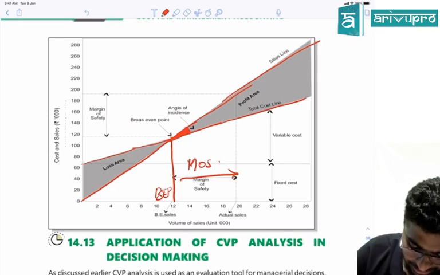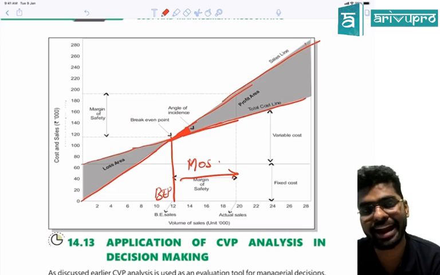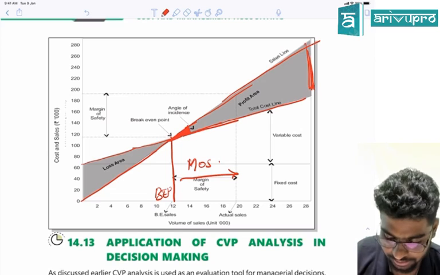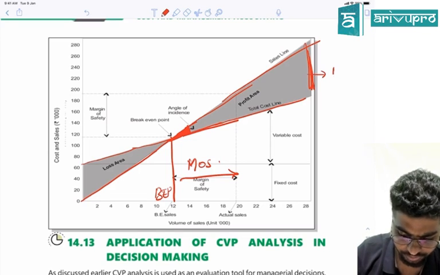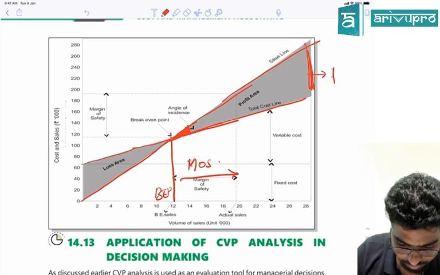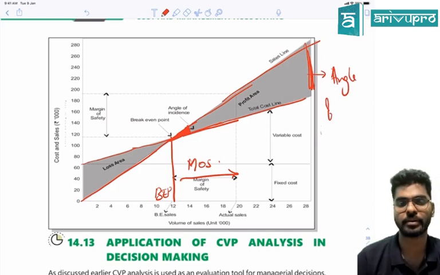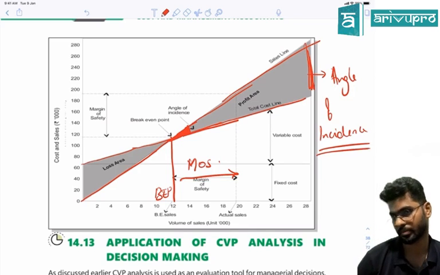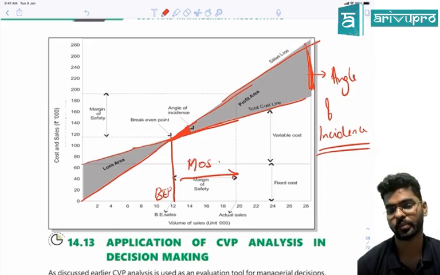So this angle between the cost line and the profit line after break even is called the angle of incidence. Guys, are you clear?